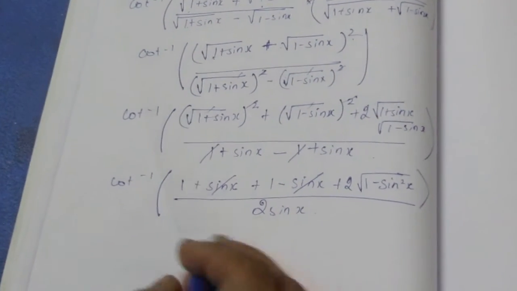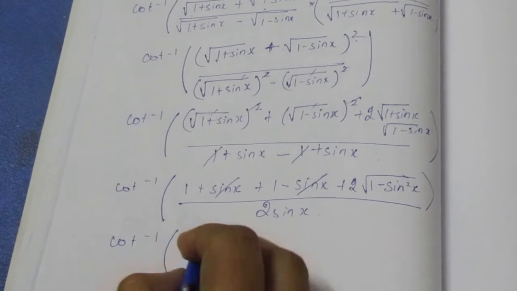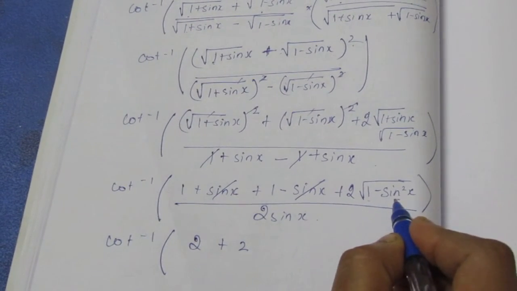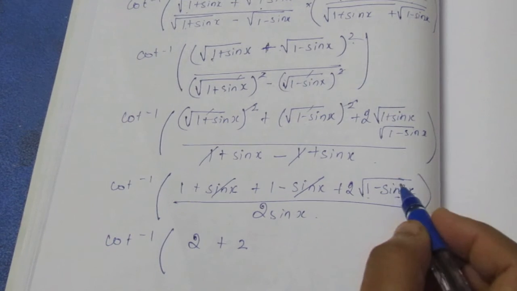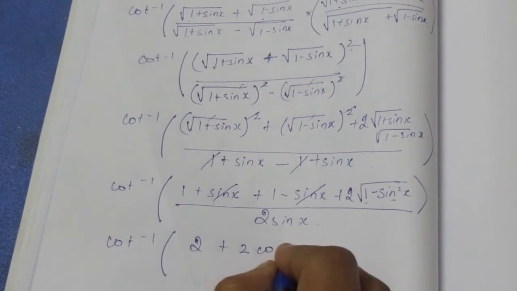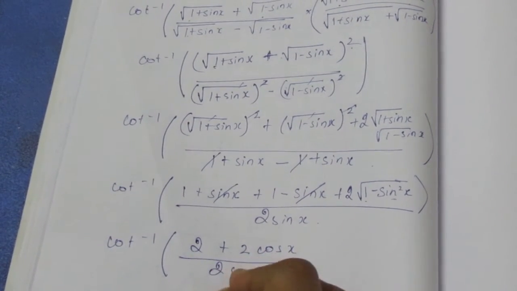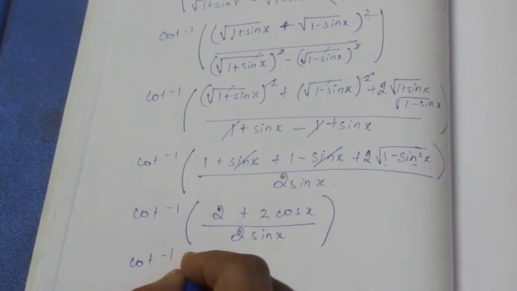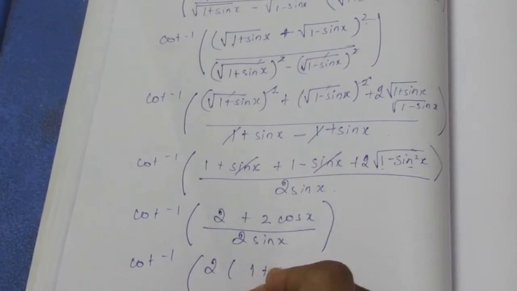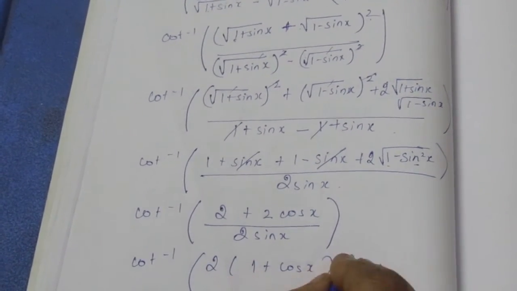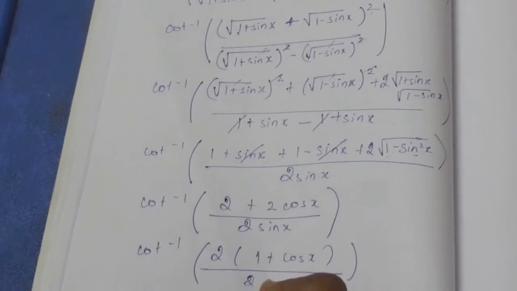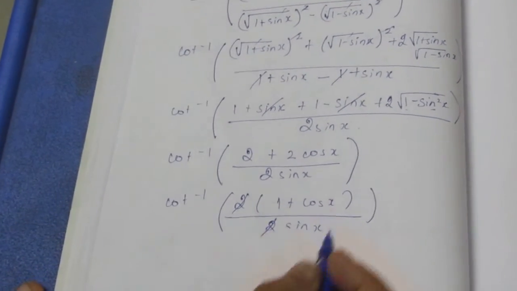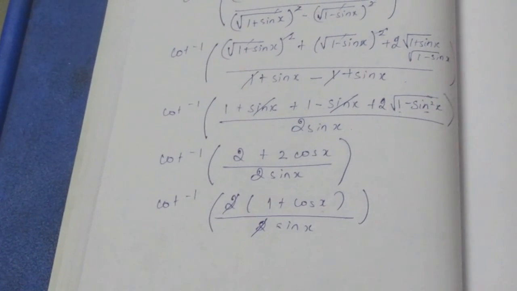We can write this to be cot inverse of 2 plus 2. Here this becomes cos square x and the root gets cancelled, so it becomes cos x by 2 sin x. Now taking 2 common outside, we get 1 plus cos x by 2 sin x. Here 2 gets cancelled. We have 1 plus cos x in the numerator.